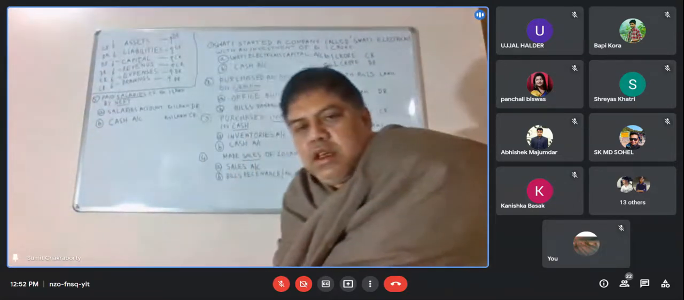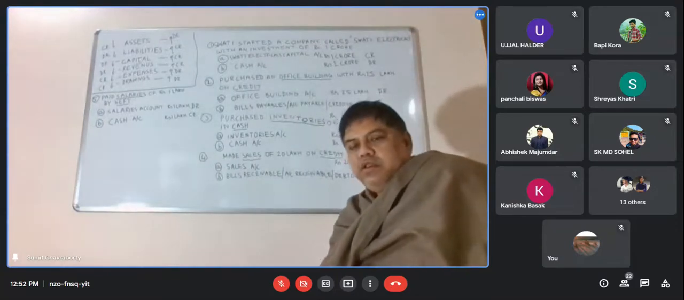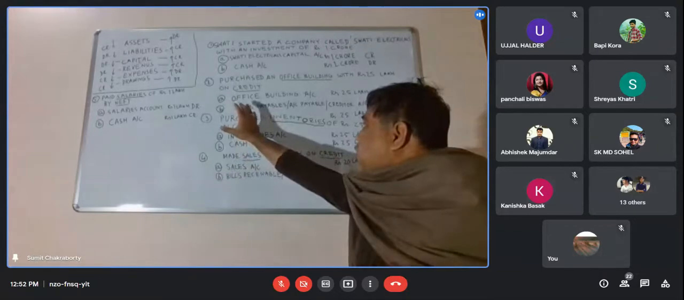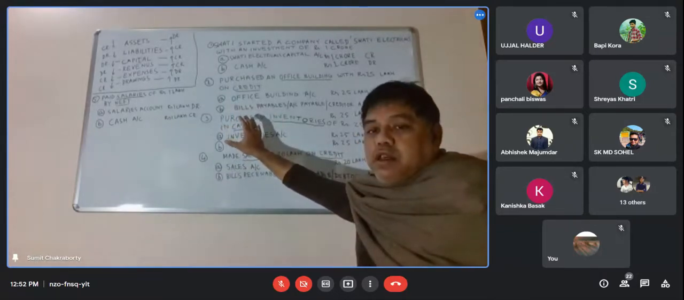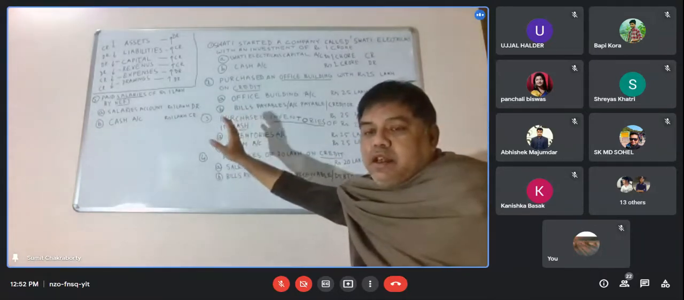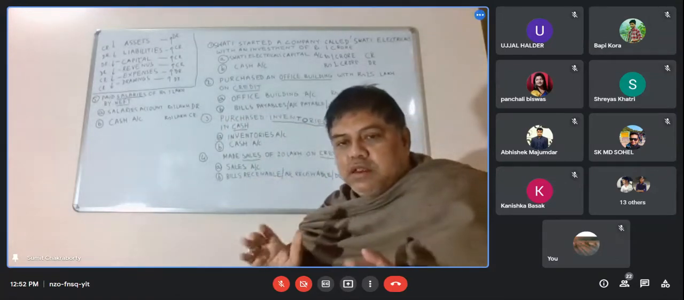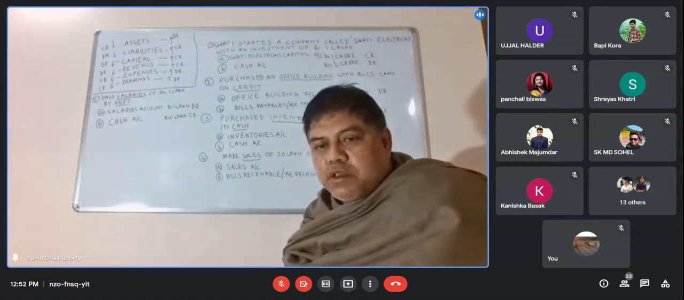Now journal, ledger, and trial balance. In the exam, this is almost the same for journalizing, but there will be dates, right? So you have to put it into the format.